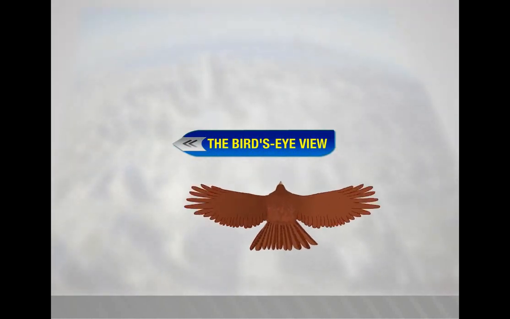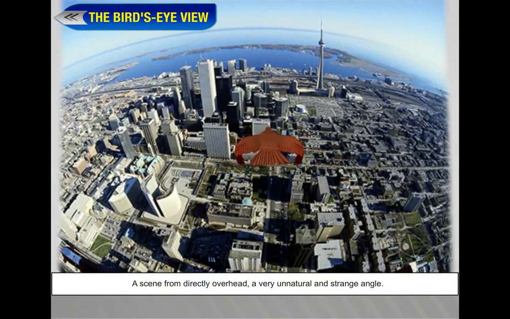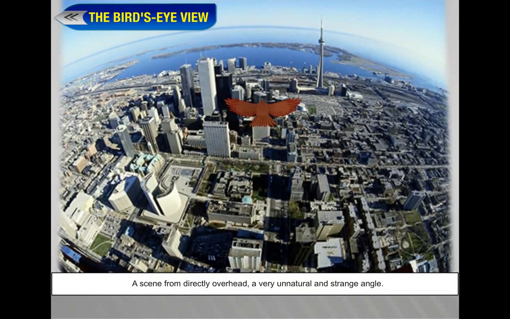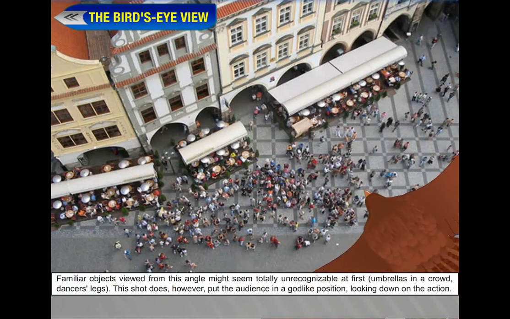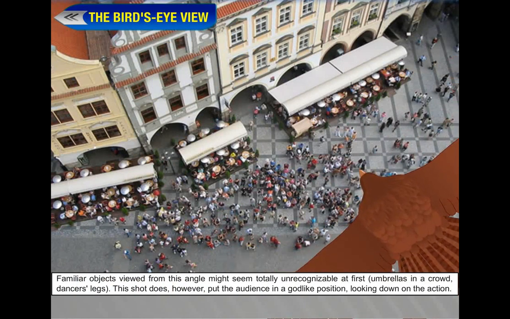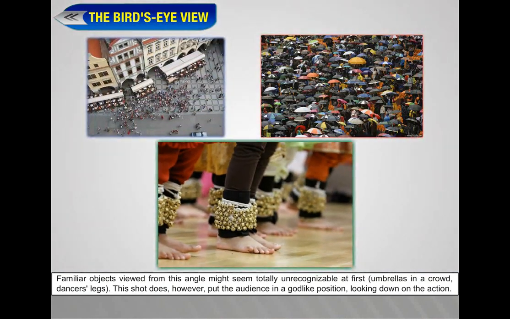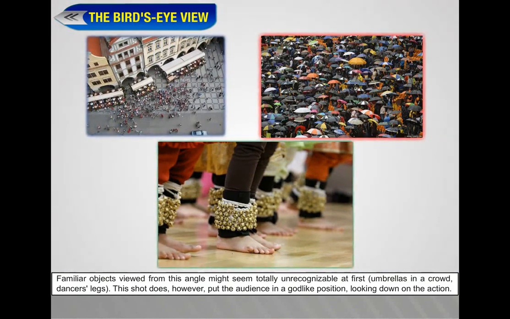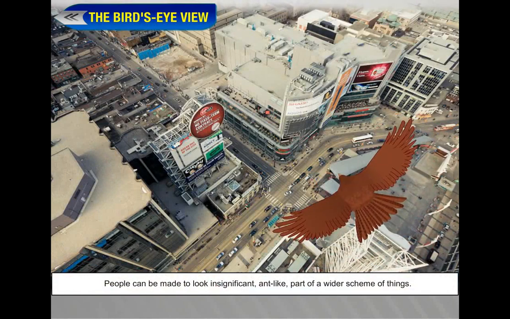The bird's eye view. A scene from directly overhead, a very unnatural and strange angle. Familiar objects viewed from this angle might seem totally unrecognizable at first, that is, umbrellas in a crowd, dancers' legs. This shot does, however, put the audience in a godlike position, looking down on the action. People can be made to look insignificant and like part of a wider scheme of things.